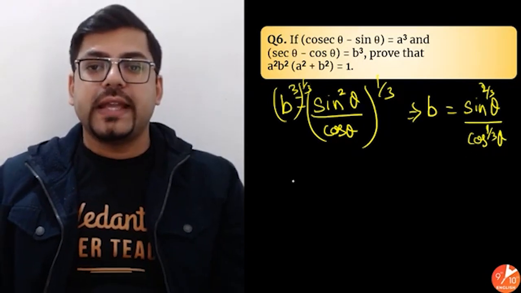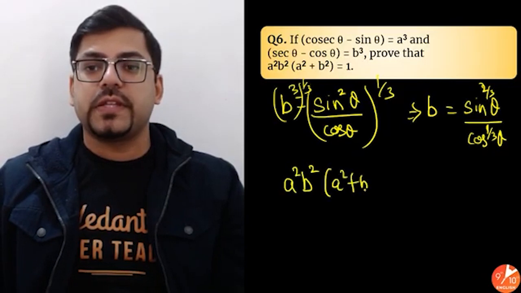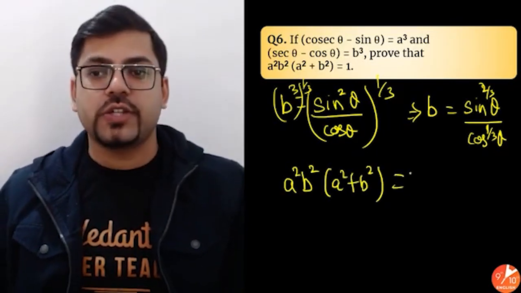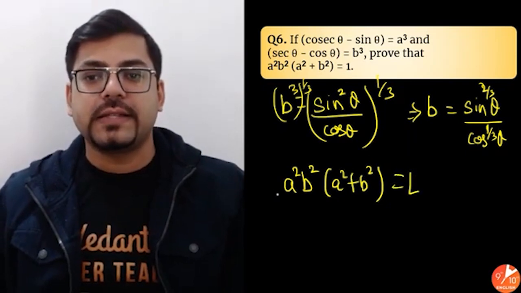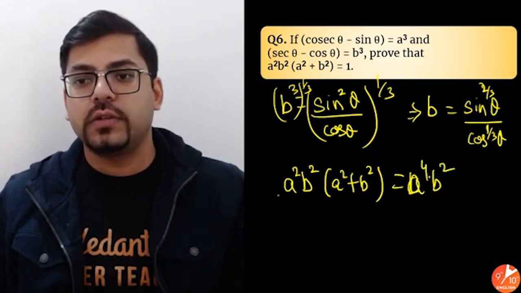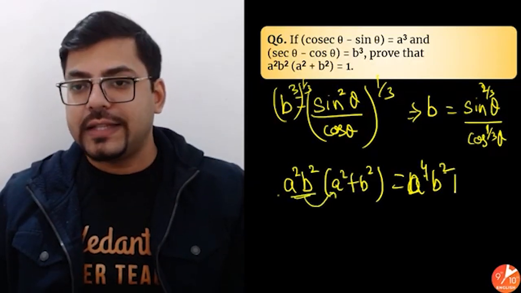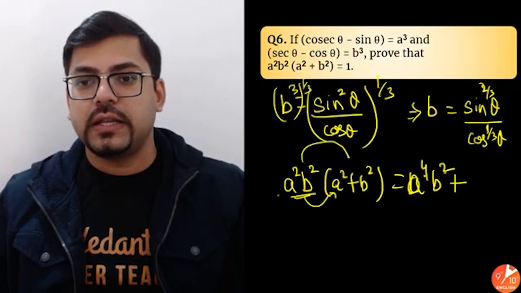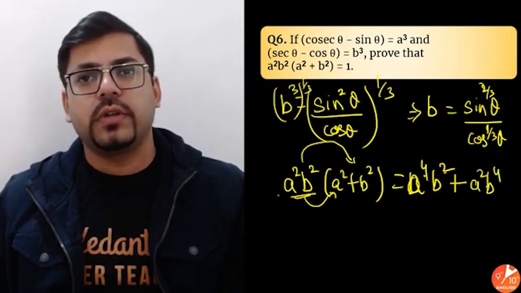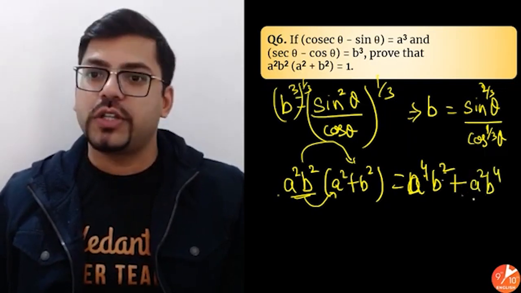Now the question wants us to find a square b square into a square plus b square, and this value should be equal to 1. So let us take the LHS first. If I multiply this a square b square into a square, I will get a4b square. And if I multiply this, then this will get multiplied, so it will be a square b4. So a4b square plus a square b4, we got these two terms.